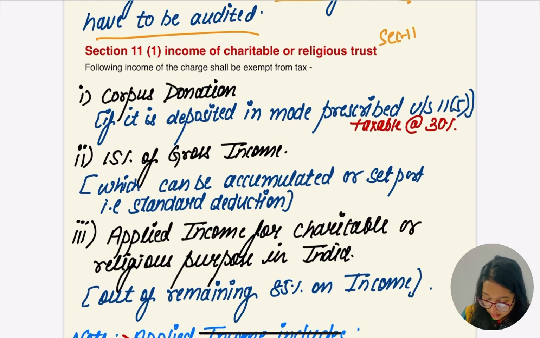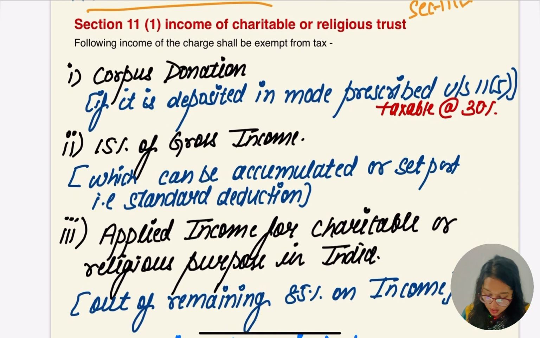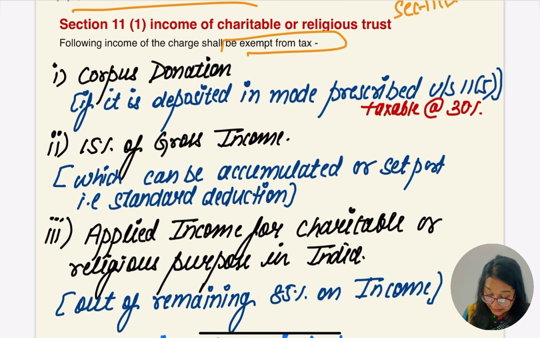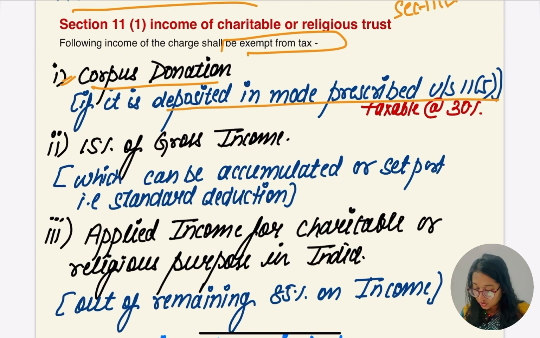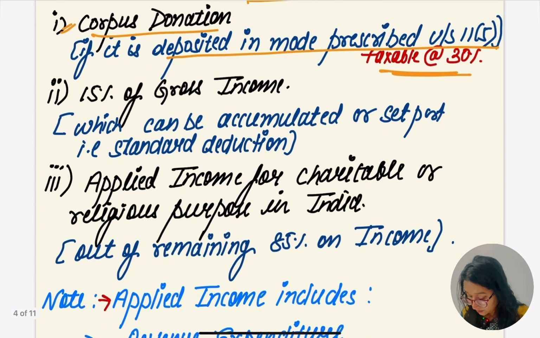Section 11 subsection 1. This is about the income of charitable or religious trust. The following income of the trust shall be exempt. First of all, corpus donation. If that donation is deposited in the mode prescribed under section 11 subsection 5, only then is it going to be exempt, otherwise it is going to be taxable at the rate of 30%.